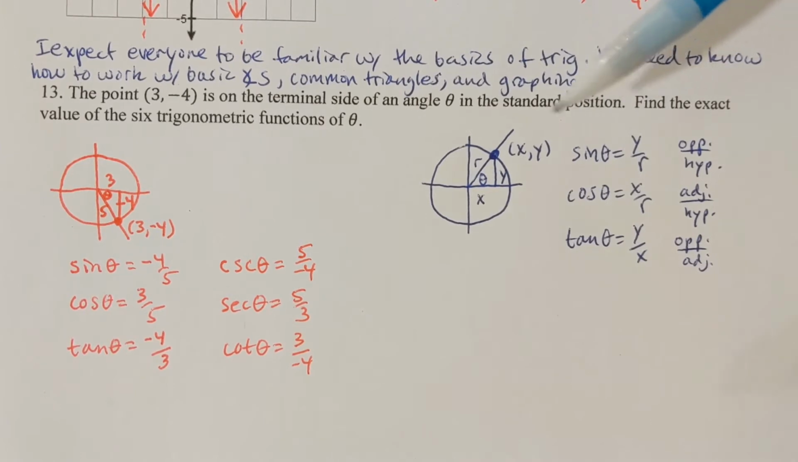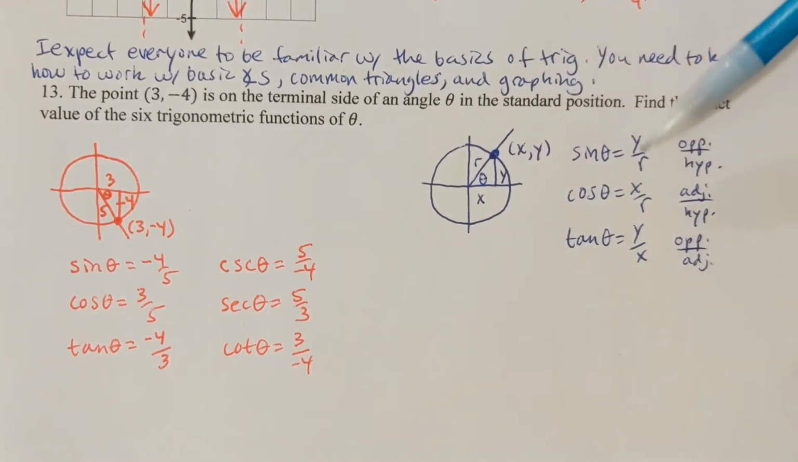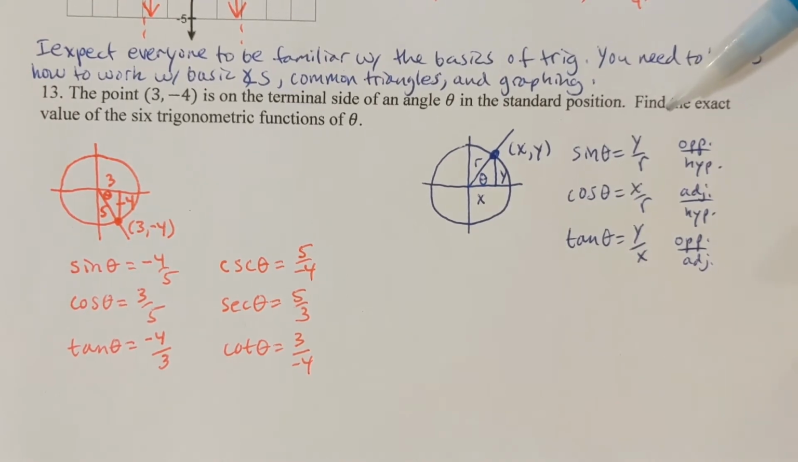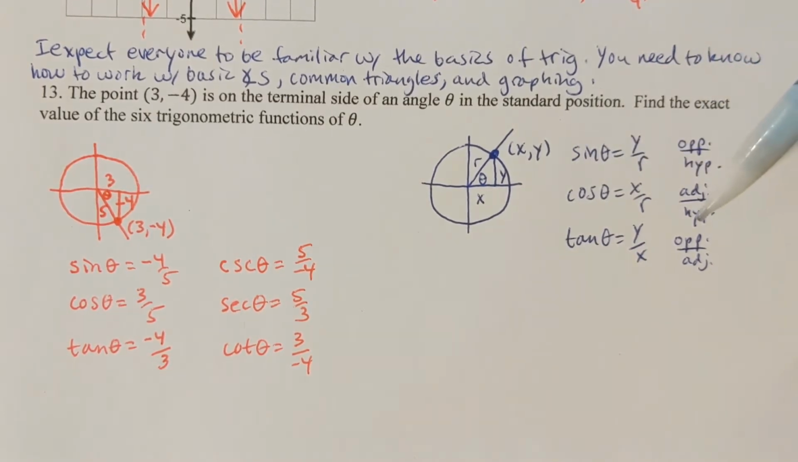The other three functions are the reciprocals of these three, okay. So cosecant theta would be the reciprocal of sine theta, that is r over y. Secant theta would be the reciprocal of cosine theta, that would be r over x. And then cotangent theta would be the reciprocal of tangent theta, which is x over y, okay. Let's take a look at problem 13.